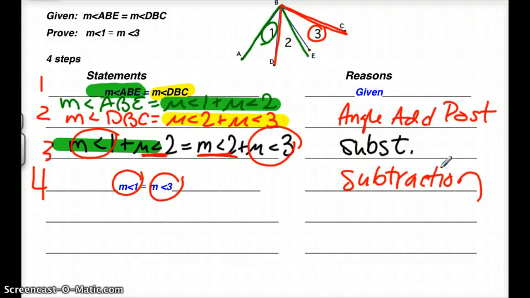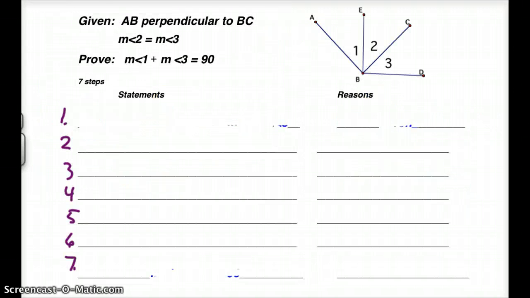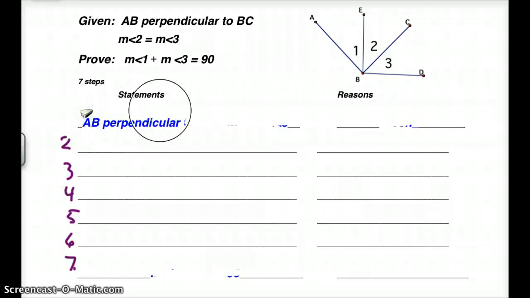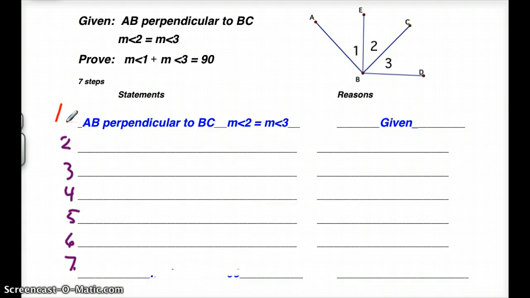All right, let's take a look at our last proof. I have 7 steps there. I think when I did it, I ended up getting 6. It all depends on if you switch things around or not, if you need an extra step. If I line everything up, it should work out in just the right number of steps. Number 1, write your givens down. Then go down to the bottom and write your proof.